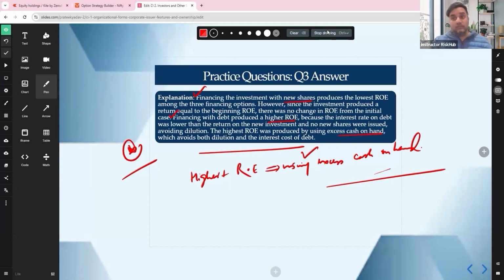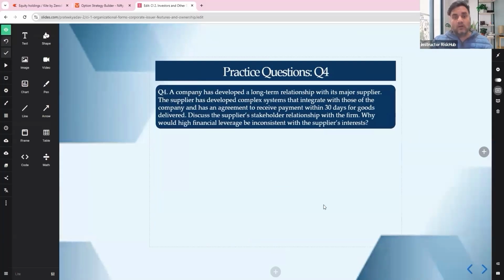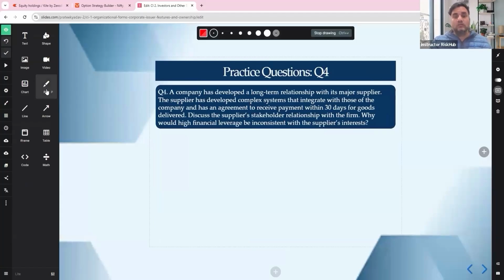All right, so we have done the difficult part, guys. This was tricky. All right, let's do the next question, guys. The company has developed a long-term relationship with its major supplier. The supplier has developed complex systems that integrate with those of the company and has an agreement to receive payment within 30 days of delivery. Discuss the supplier's stakeholder relationship with the firm.